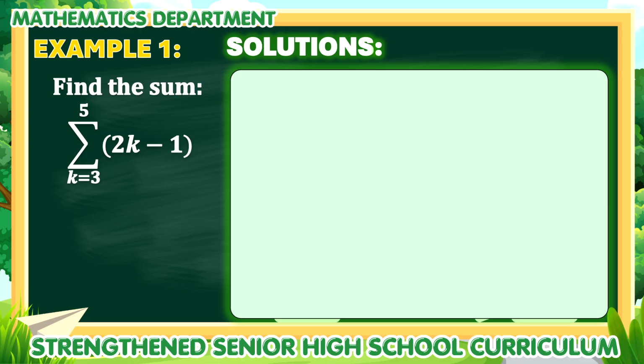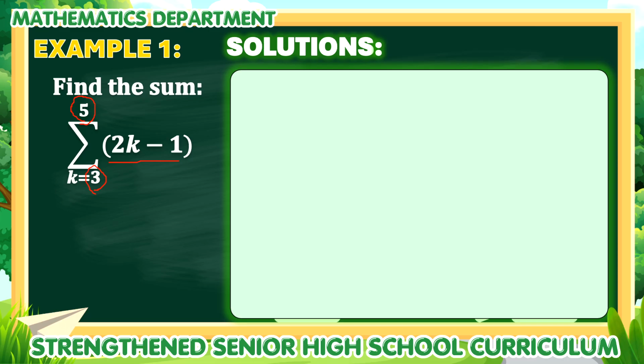To find the sum, let's first recall that this 2k minus 1 represents our explicit formula. This is where we are going to substitute the values for k. The value at the bottom represents our starting point, that is k equals 3, and our upper limit is 5. So we will be evaluating 2k minus 1 for the values of k starting from 3, 4, up to 5.